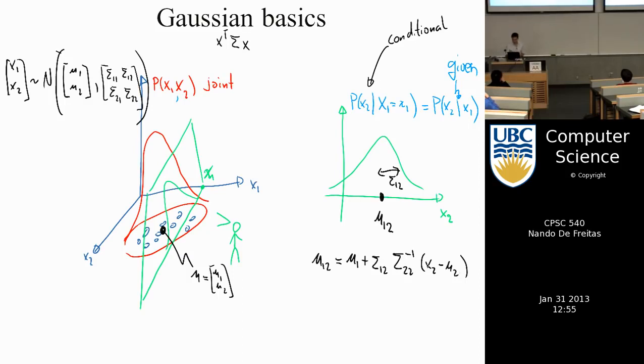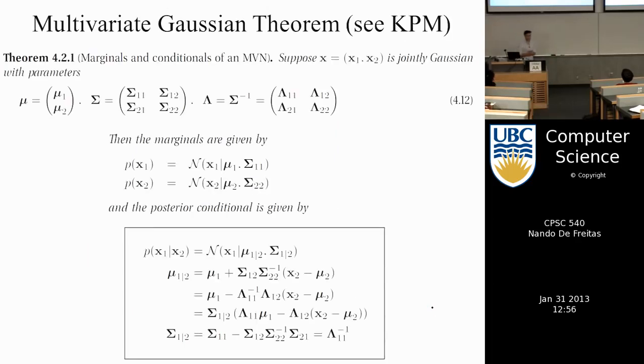Where that x2 is that tilde x2 that we're conditioning on. Okay, so that formula exists. Moreover, there is also a formula that says that sigma 1, 2 is equal to sigma 1, 1 minus sigma 1, 2 times sigma 2, 2 minus 1 times sigma 2, 1. That essentially is what this theorem is saying from Kevin's book.